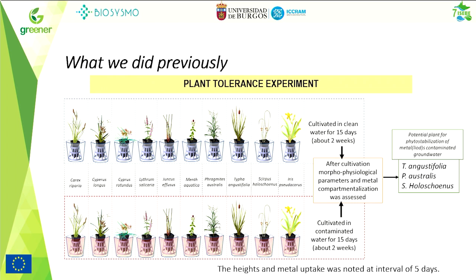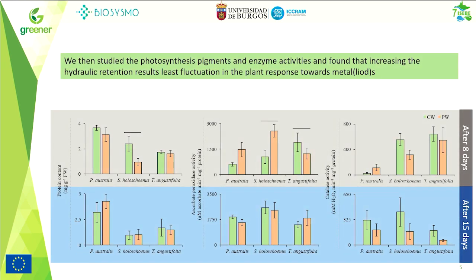So we used these 3 plants for the next experiment, and we studied what is happening when we change the hydraulic retention time. When we exposed the plants to a hydraulic retention time of 8 days, we discovered there was an increased fluctuation in the environmental, physical and biochemical parameters. Just for your understanding, you can see there are 3 graphs on the top side, which were related to the catalase activity, protein content, and the ascorbate peroxidase.